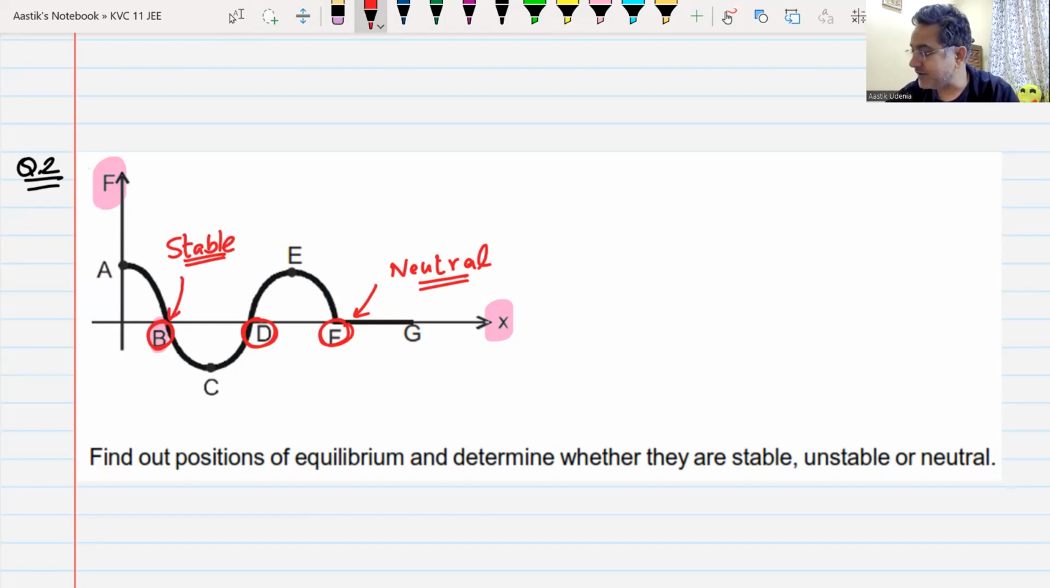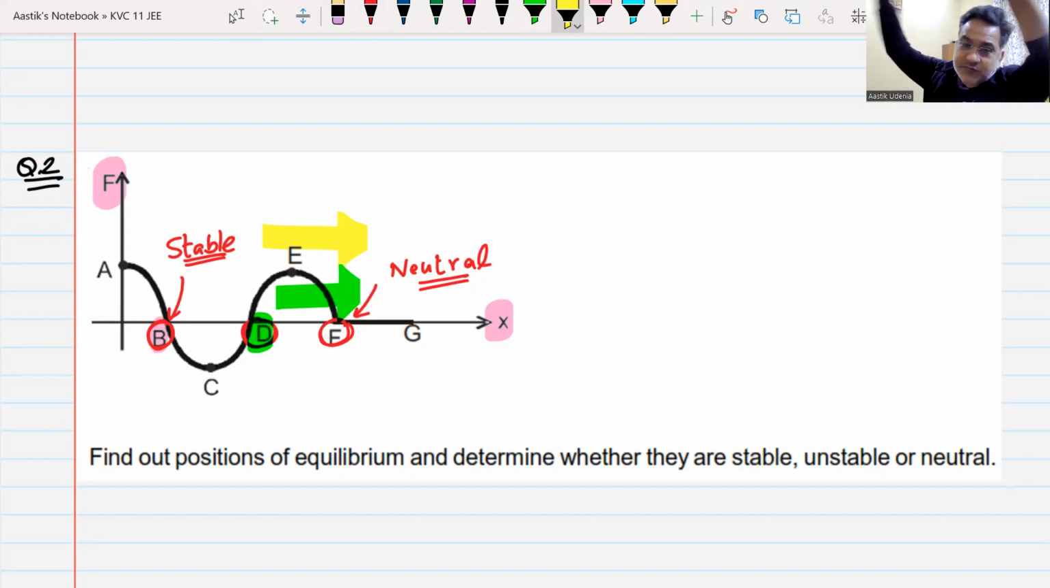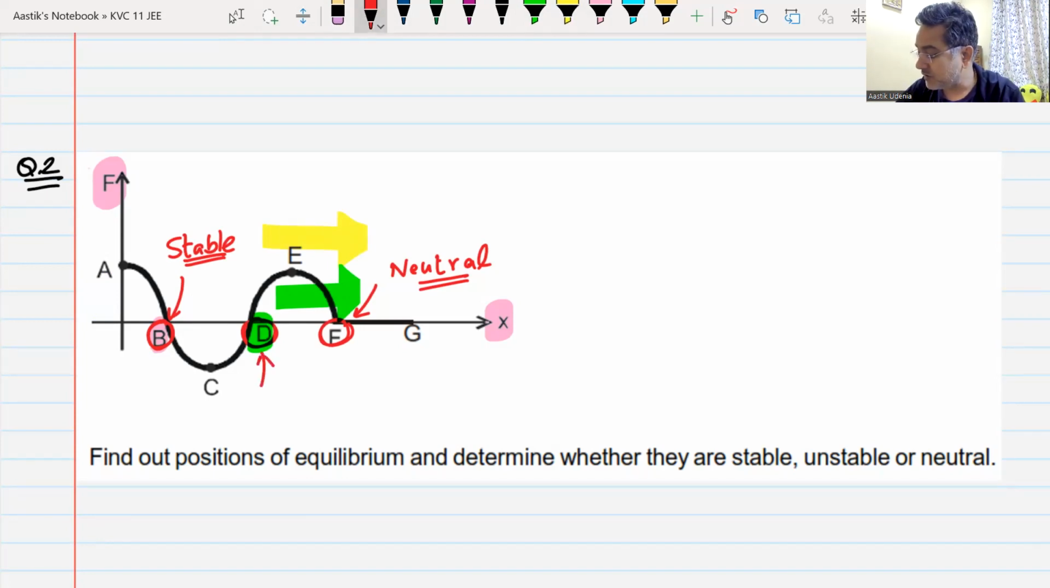Now you look at the point D. What happens at the point D? If the distance increases, it goes away from point D. Force is also acting in the same direction, the positive direction. So if it goes from D in the positive direction, force is also pushing it in the positive direction. It is never going to come back. And therefore, this point D is the point of unstable equilibrium. Do we understand this? Yes or no? Yes, sir.